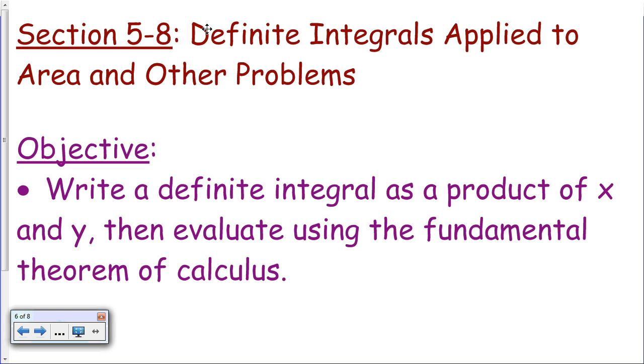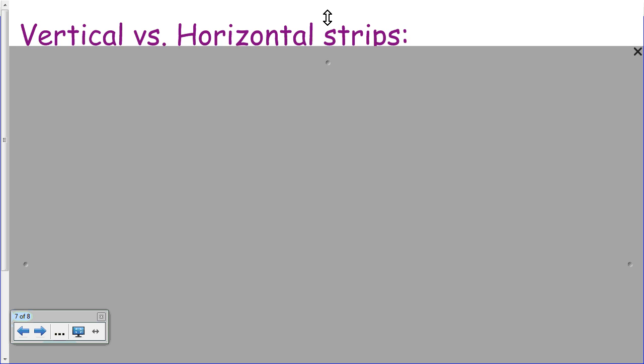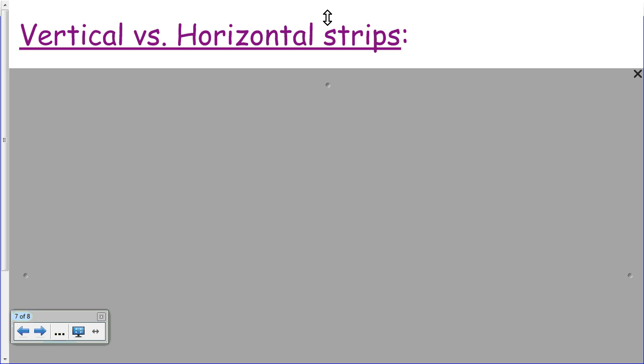I want to look at one variation to that technique, depending on the functions, or it might not be functions that you're working with, just the curves that you're working with. So let's take a look at this example here to help illustrate this. The example you saw to start out with and the problems you've done so far have all used what we would call a vertical strip. You drew a strip vertically and labeled the endpoints there as x, y1, and x, y2.